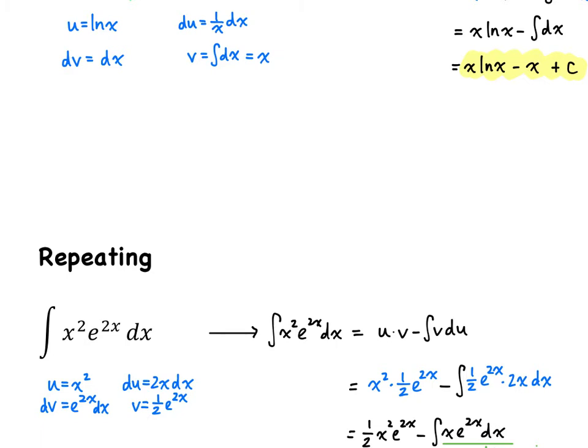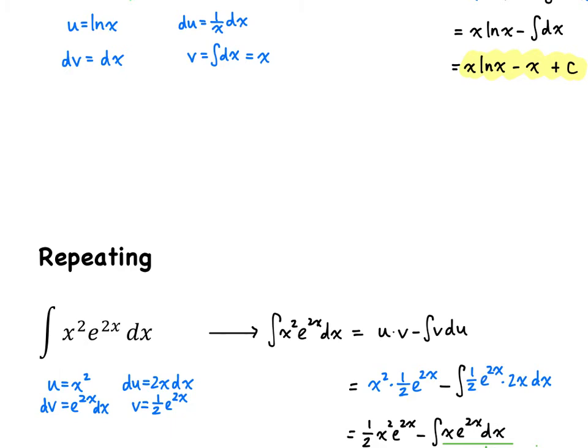This next example deals with repeating or possibly having to use parts more than once. So if we take a look and we're integrating x squared times e to the 2x dx, again, we want to choose a u that makes du easier. So if we let u be x squared, then du is going to be 2x dx. If we let dv then be the rest of it, e to the 2x dx, then integrating that, we're left with 1/2 e to the 2x. So using our parts, we can go ahead and make those substitutions, all right?